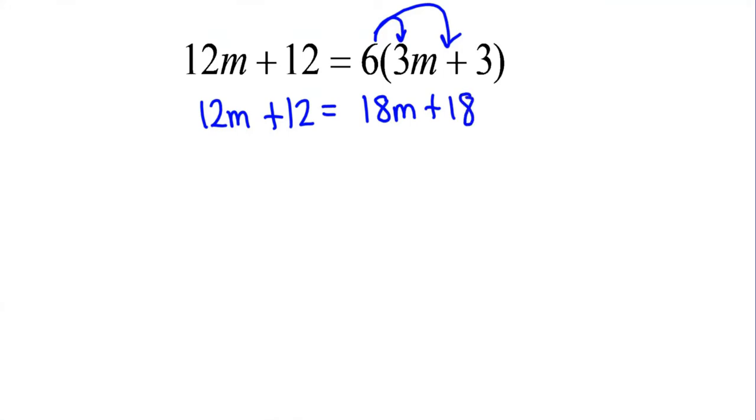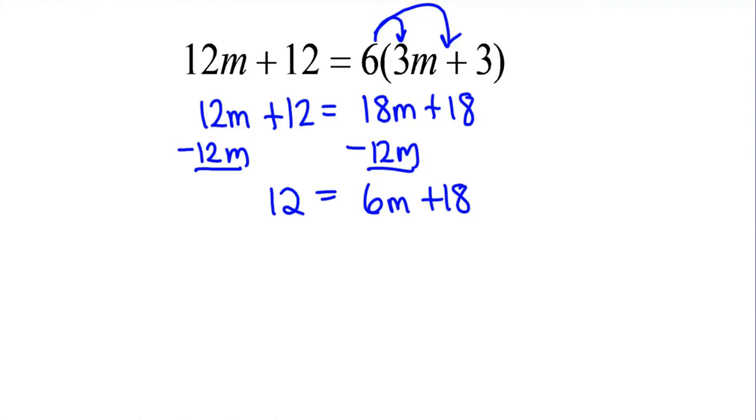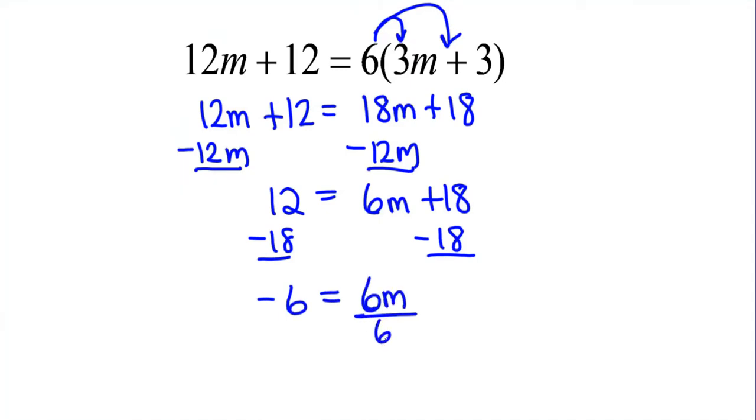Now the parentheses are gone, but I have variables on both sides of the equation still. So I'm going to pick on the little guy, which is my 12m. So I'm going to subtract 12m from both sides of my equation. And that gives me 0 plus 12 on the left-hand side, which is 12. And 18m minus 12m is 6m plus 18. So now I'm down to my two-step equation that I can solve. I'm going to get rid of this constant, subtract 18 from both sides, and I get negative 6 equals 6m. One more step, get rid of that coefficient by dividing by 6. Negative 6 divided by 6 is negative 1 equals m, and we're solved.